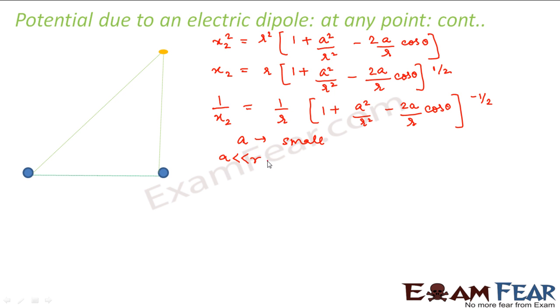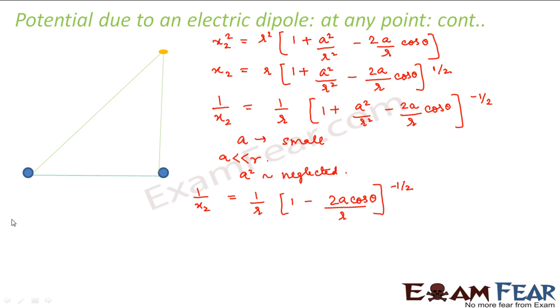Therefore, we can say that a is very, very much smaller than r. Therefore, a square can be neglected. It is obvious that if you have a very small quantity, when you square it, you get an even smaller quantity, so you can neglect a square. Therefore, you get 1 by x2 is equal to 1 by r into 1 minus 2a cos theta divided by r, to the power minus 1 by 2.